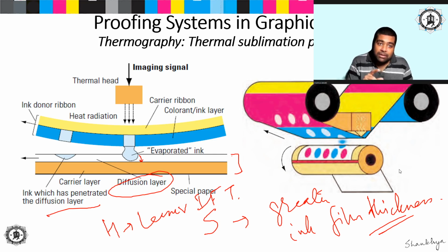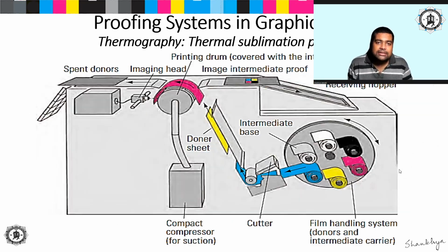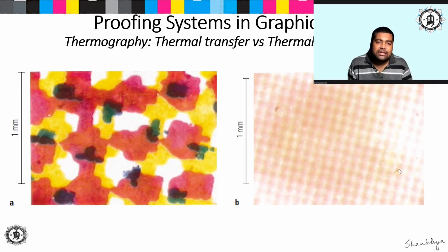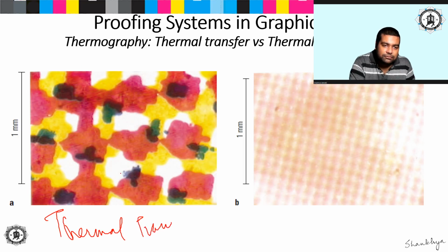But if a lesser amount of heat is generated by the thermal head and transferred, that will lead to a lesser amount of ink being evaporated from the carrier ribbon and transferred onto the paper, and hence diffusion also will be less. So ultimately what we can see from here is the nature of the image that is formed. This is the thermal transfer process, and this is the thermal sublimation process.